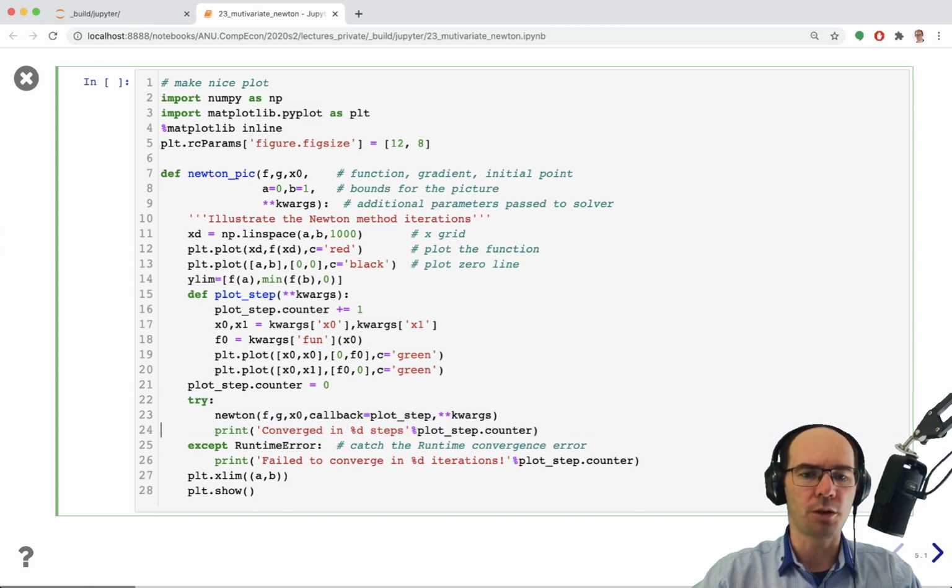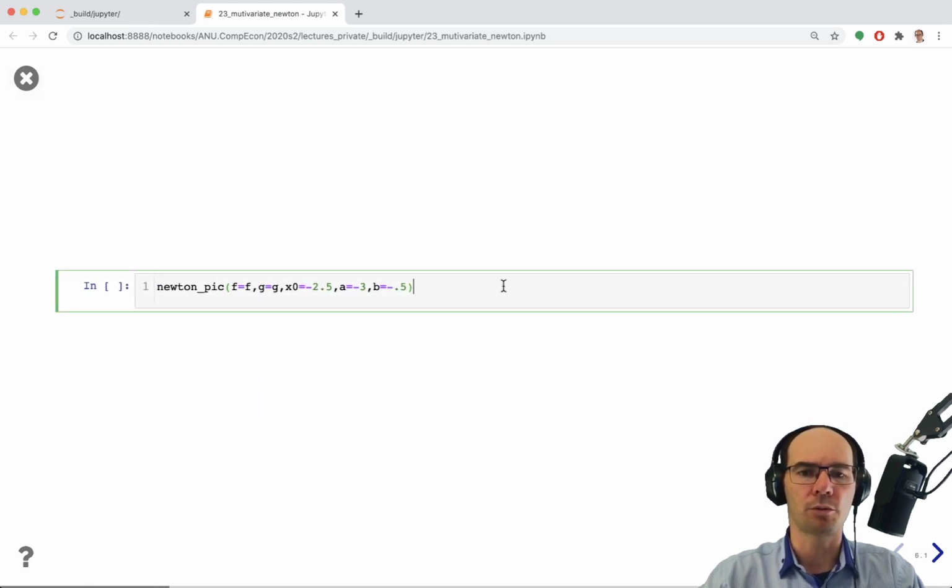And then we're trying to run Newton. But if there is a runtime error, so the convergence error as we just saw, then it simply prints fail to converge instead of producing an error that stops execution. Okay, and then we show the plot. So this is essentially just a visualization of the Newton method. I ran this cell, and we can go further.